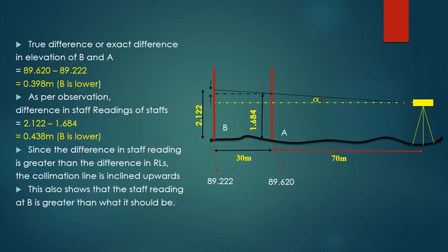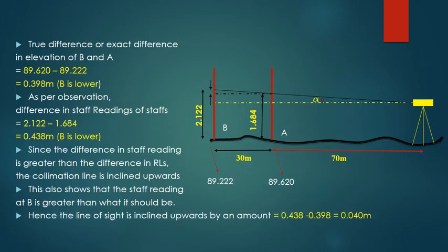So this shows that, since B is a station which is at a lower level as compared to A, the staff reading at B is greater than what it should be. The actual should be something else, but here it is showing a greater value for the staff reading at B.